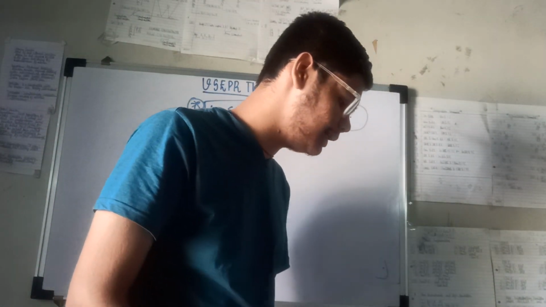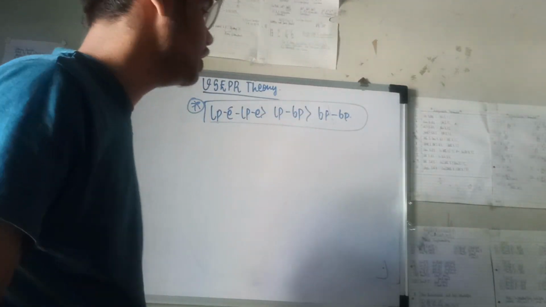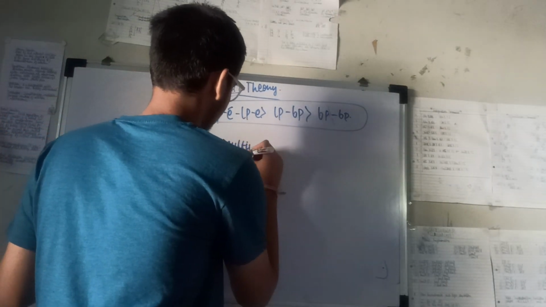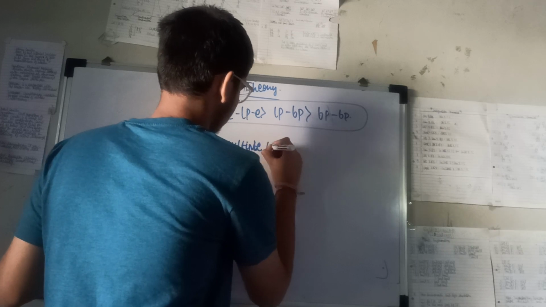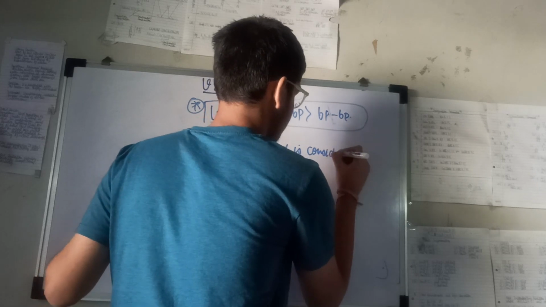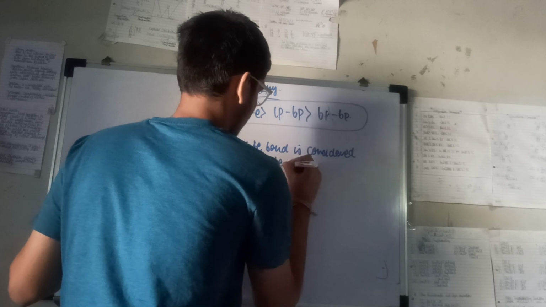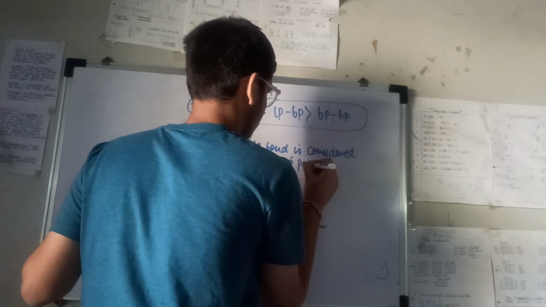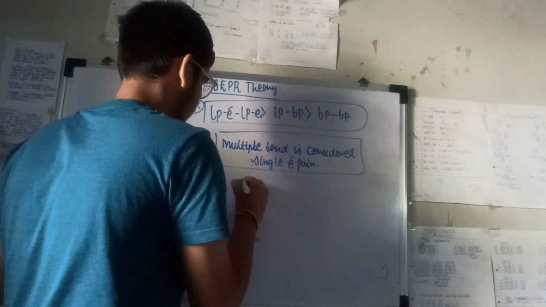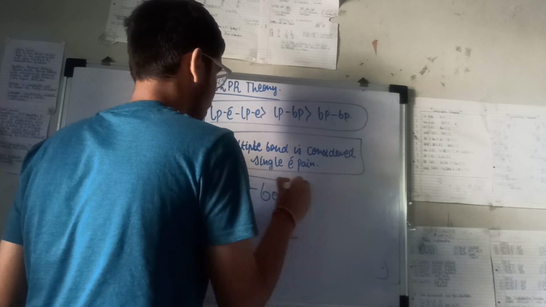Multiple bond is treated as if a single electron pair. Multiple bond is considered as a single electron pair. Means in this, the pi bond is not taken into consideration.